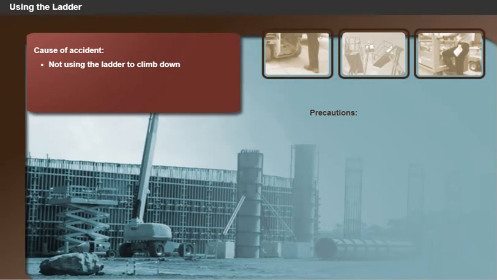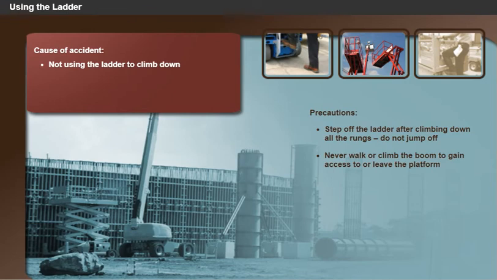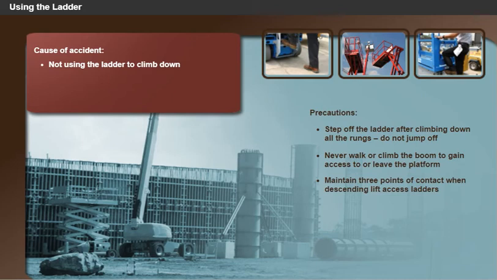Not using the ladder to climb down. Step off the ladder after climbing down all the rungs. Do not jump off. Why risk a twisted or broken ankle on the last step? Never, under any circumstance, walk or climb on the boom to gain access to or leave the platform. Just as when you climbed up, maintain 3 points of contact when descending ladders.